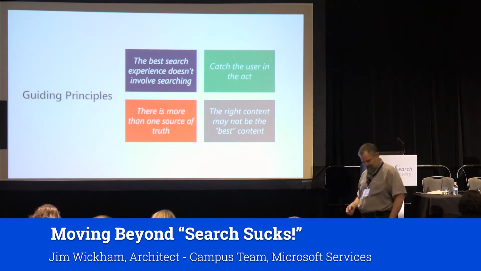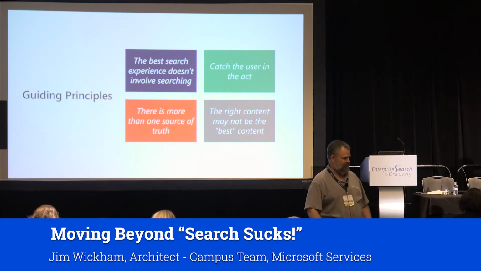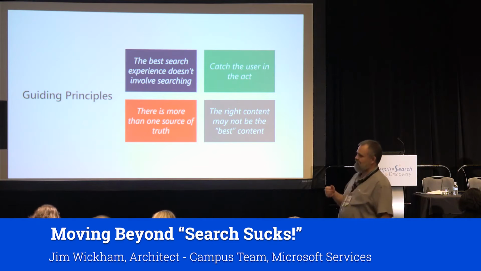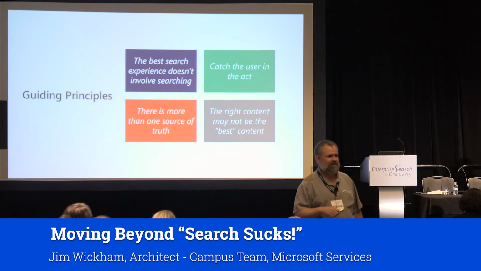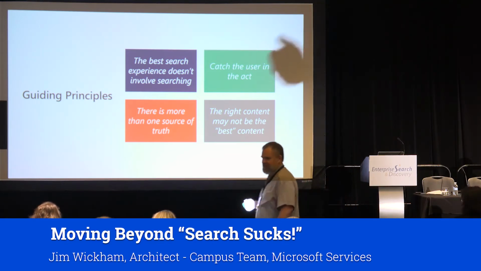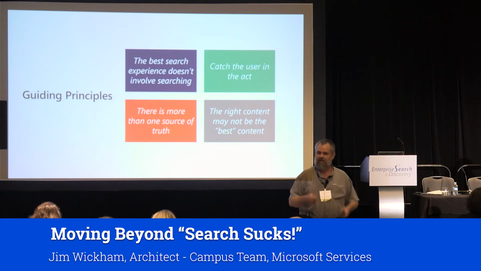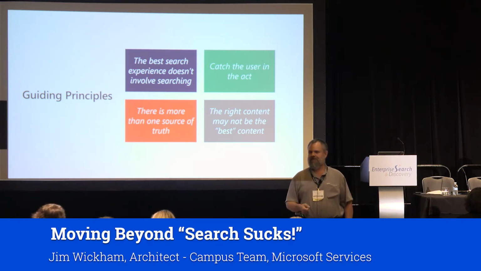So we then came up with a few principles we're going to go after here. Above the line here are really UX types of things. Below the line is really content. So what are we really going to go after? Well, one of the things is the best search experience is one I don't have to do. If I don't have to go search for it, I'm a happy camper. So recommendations. Drive the right stuff to the user as they're working, which is the next one. Catch them in the act.